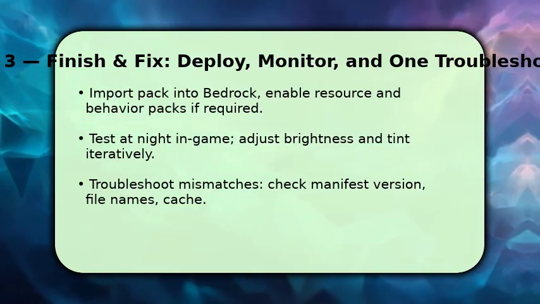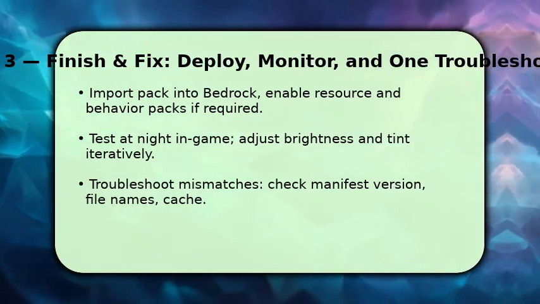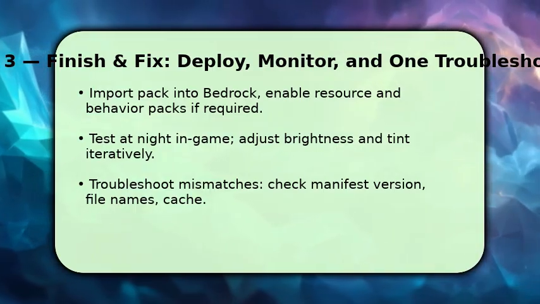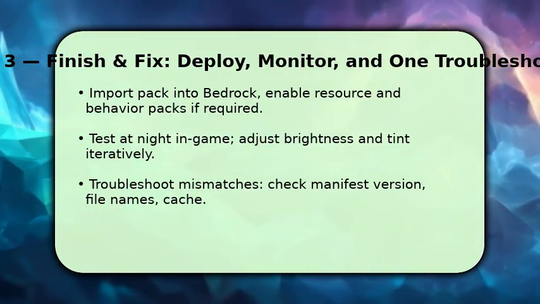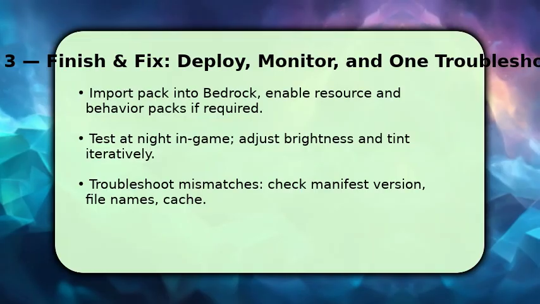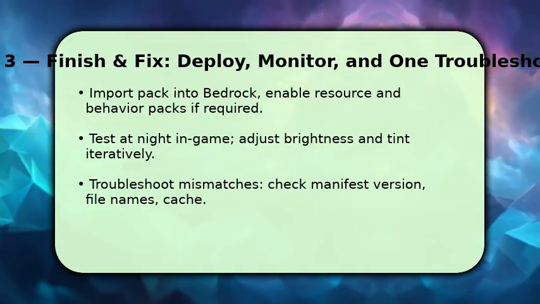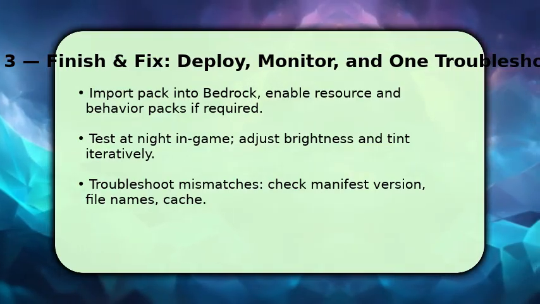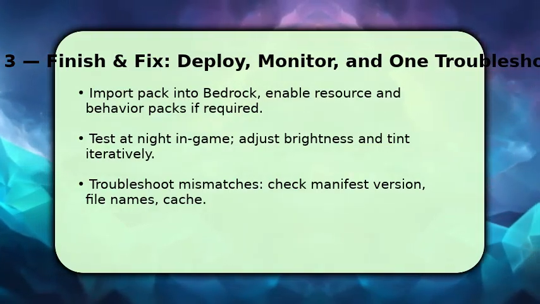Test at night. Walk through dark areas and note where brightness or color feels off, then tweak textures and JSON and re-import. If nothing changes, clear the game cache and confirm the manifest version incremented. One key tip: if textures don't show, verify exact folder names and that no PNGs are corrupted. Those are the most common failures.